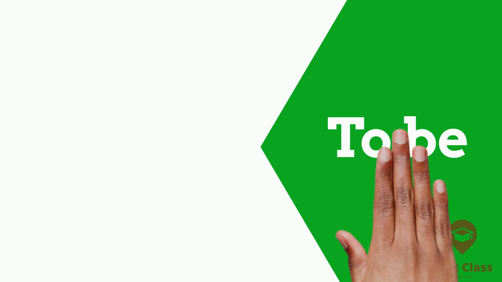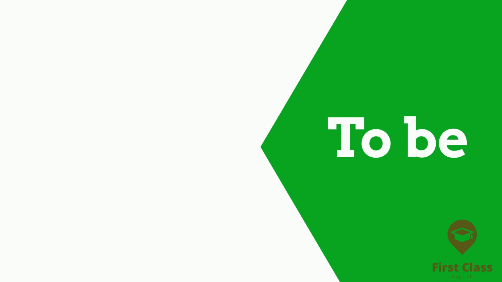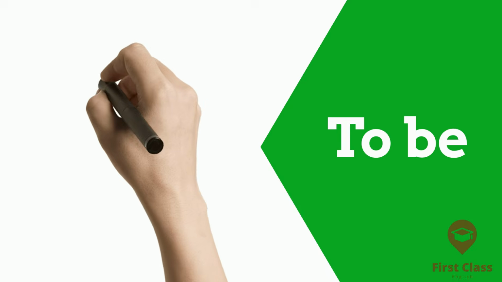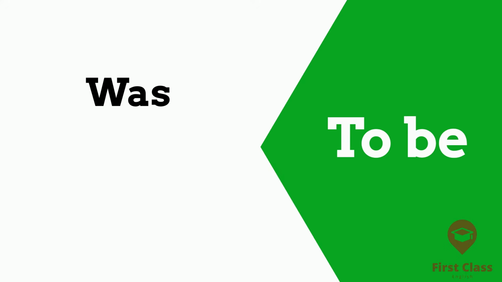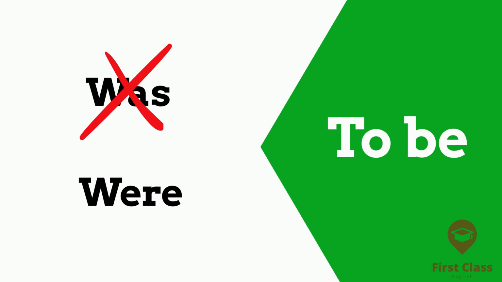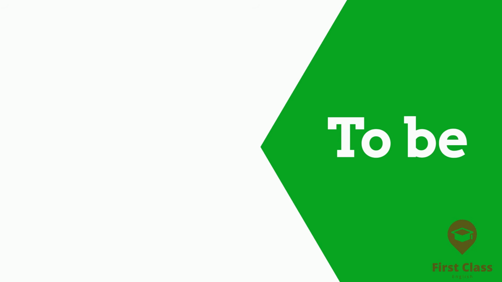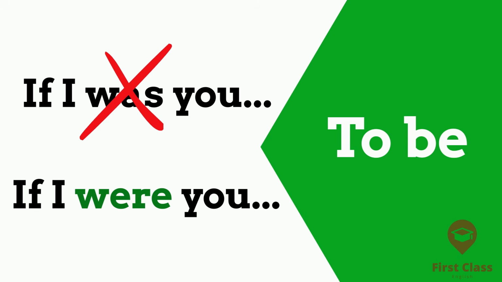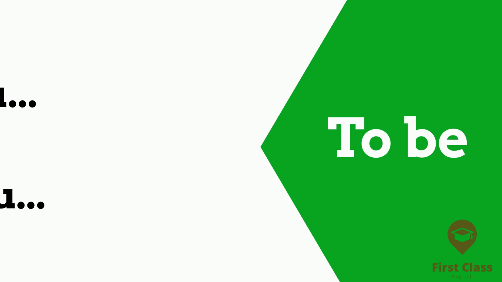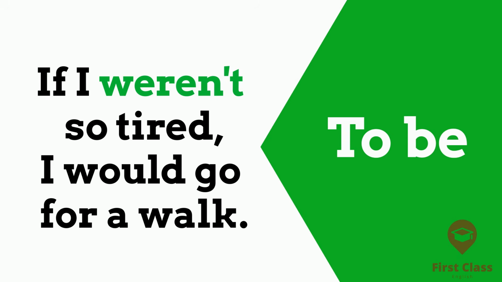We also have to change how we use the past tense of the verb to be with pronouns like I, he, she, or it. Usually, they would be used with was. However, in the second conditional, we have to use were. So in the second conditional, it would be incorrect to say if I was you. Instead, you should say if I were you. For example, if I weren't so tired, I would go for a walk.